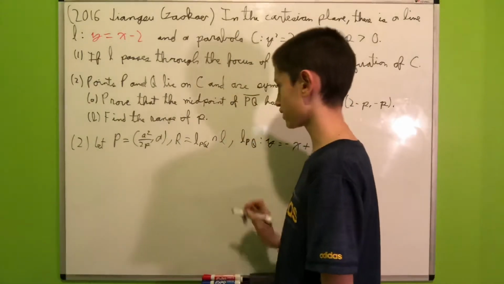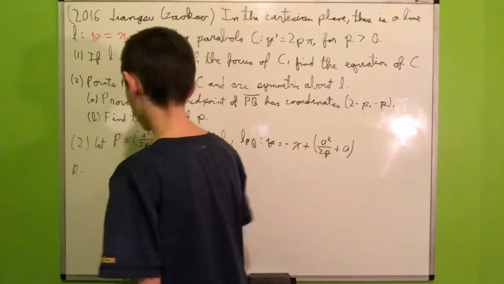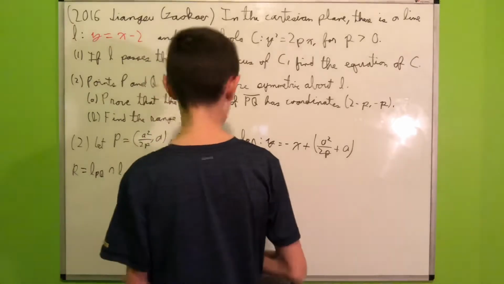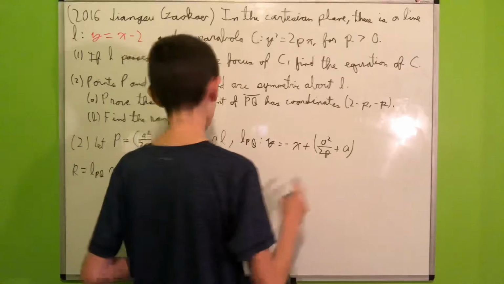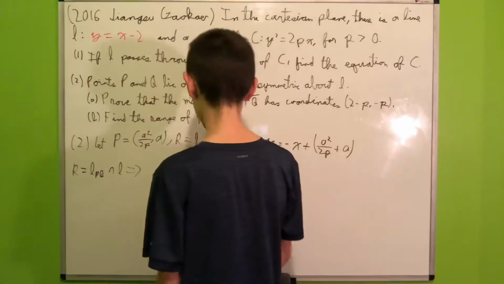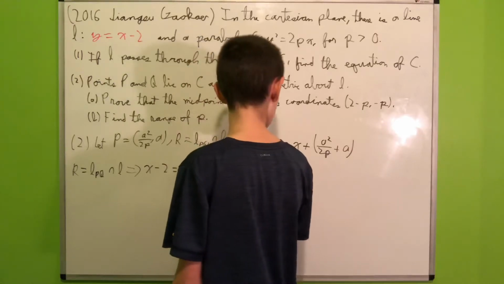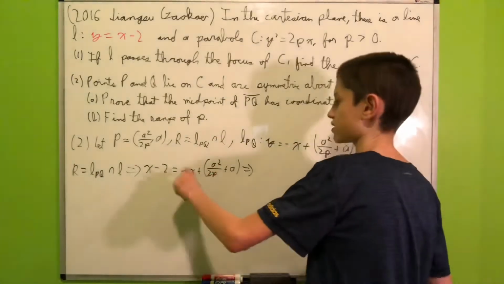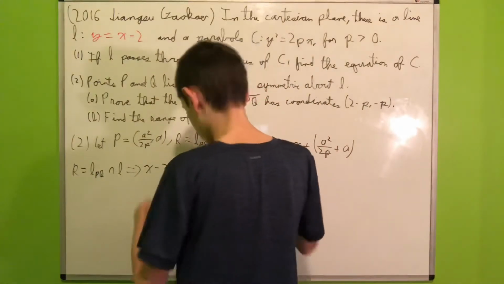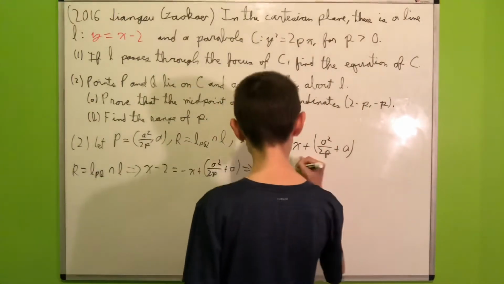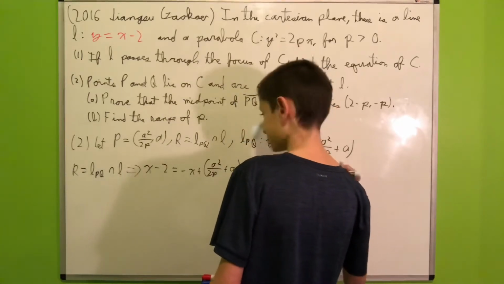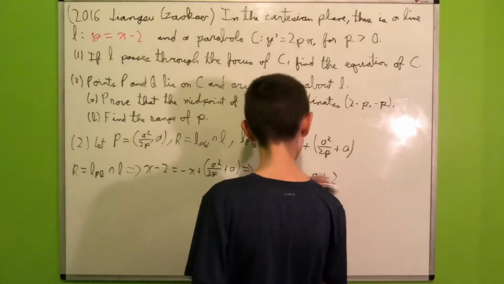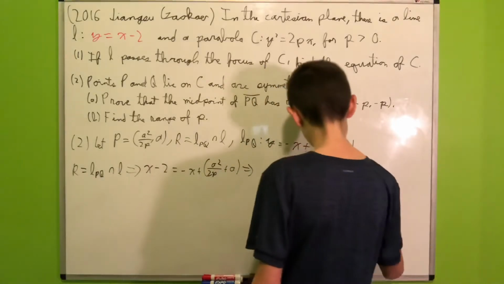And now we can solve for the coordinates of R. We know that R is the intersection of line PQ and L. To find the coordinates of R, we can set both equations equal to each other, which means we have x minus 2 equals negative x plus a squared over 2p plus a. Moving the x terms to one side and the constants to the other, we get 2x equals a squared over 2p plus a plus 2. Divide both sides by 2, and we get x equals a squared over 4p plus a over 2 plus 1.